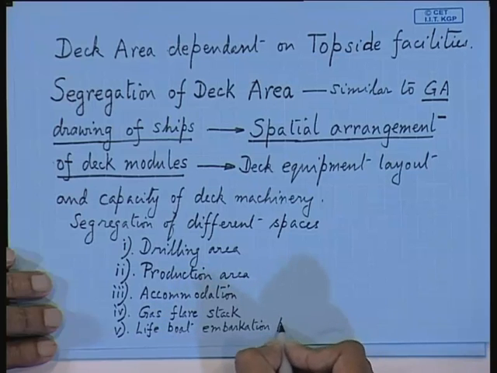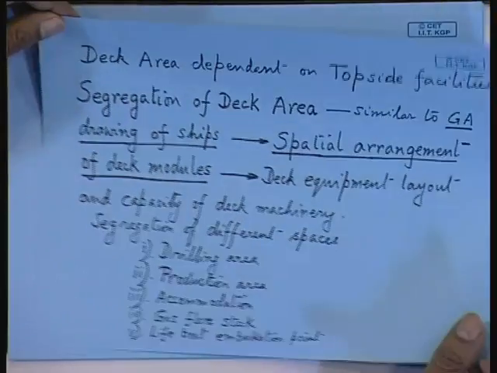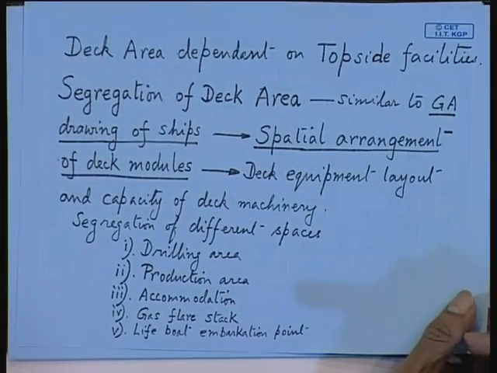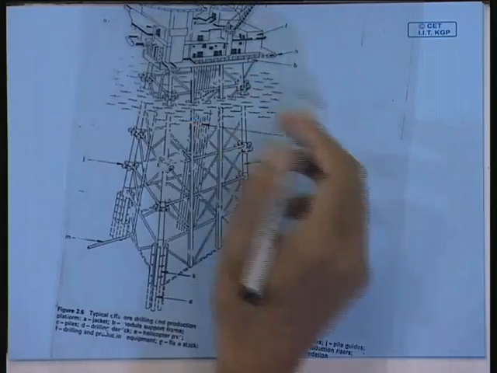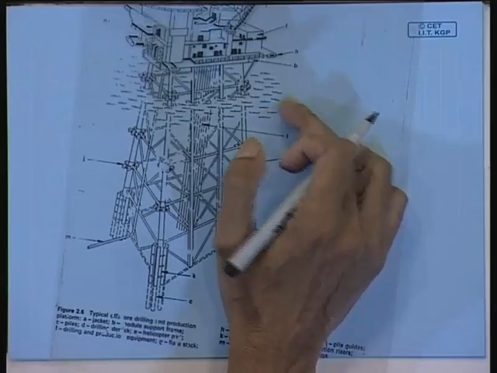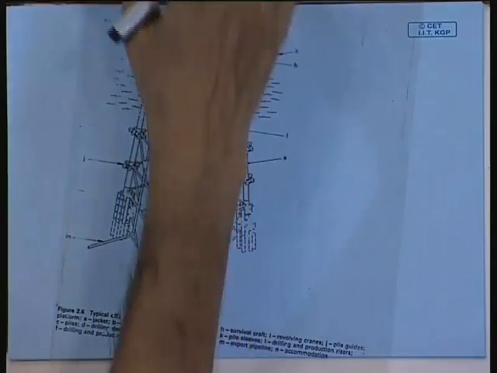So, this is the so-called main deck of the platform, or the deck area of the platform. You start from that. Your design actually starts from calculation of the wave loads, the other environmental loads, and the prime factor, which you should not forget, is the water depth. That is a deciding factor for your underwater truss.